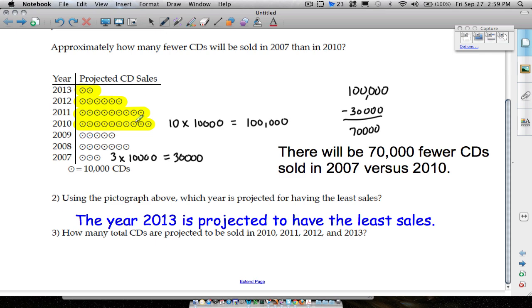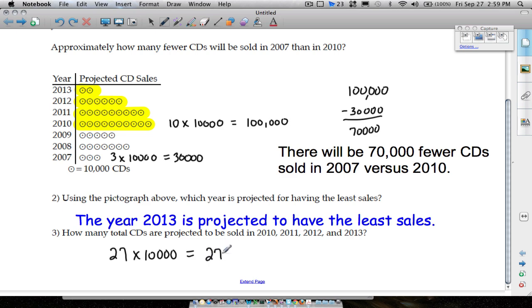Instead of doing this one times 10,000, then doing this one, and then doing this one, and then adding them up, add up all your CDs first to do this a little bit quicker. So from 2010 to 2013, 1, 2, 3, 4, 5, 6, 7, 8, 9, 10. We said that right there anyway. 11, 12, 13, 14, 15, 16, 17, 18, 19, 20, 21, 22, 23, 24, 25, 26, 27. So 27 times 10,000 CDs per picture.